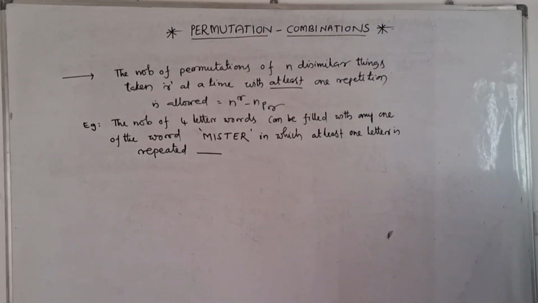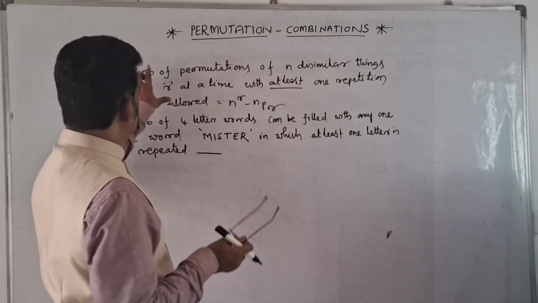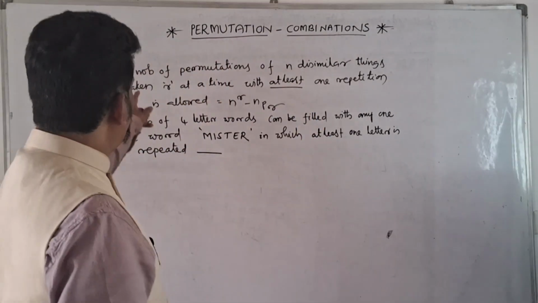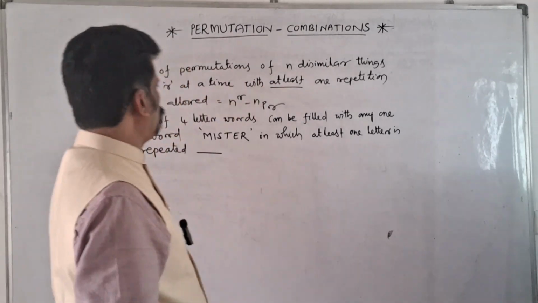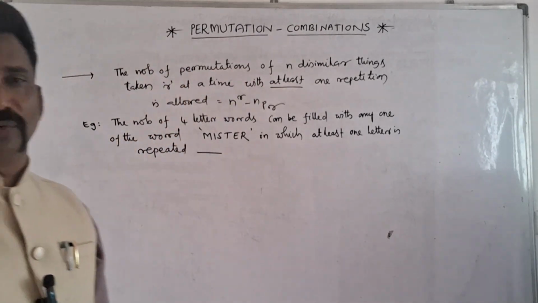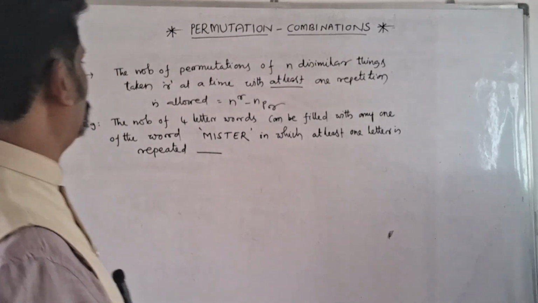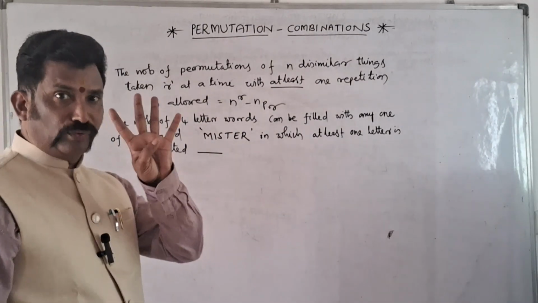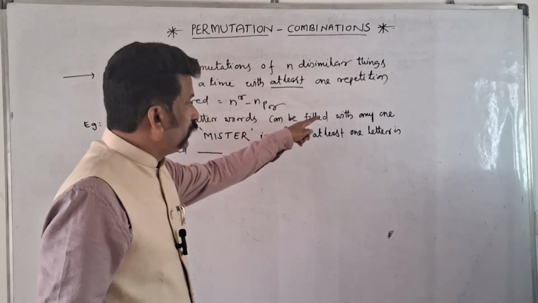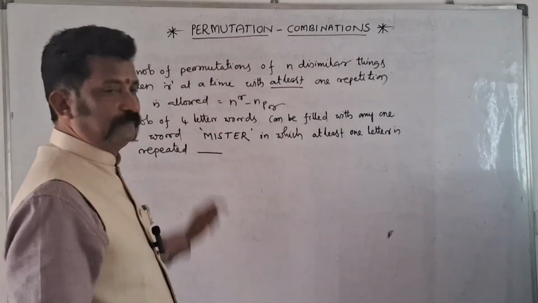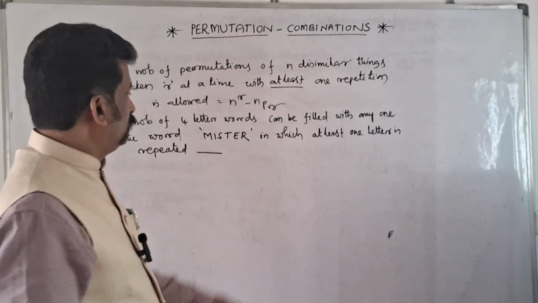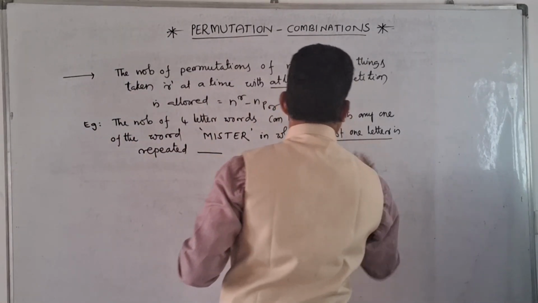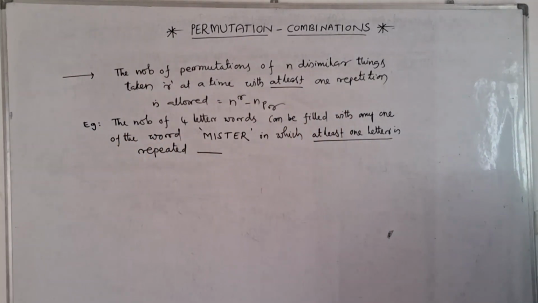Guys, one example, beta. The number of arrangements of n dissimilar things taken r at a time with at least one repetition allowed is equal to n power r minus nPr. So I'll give one example. The number of four-letter words that can be formed from the letters of the word MISTER, in which at least one letter is repeated.